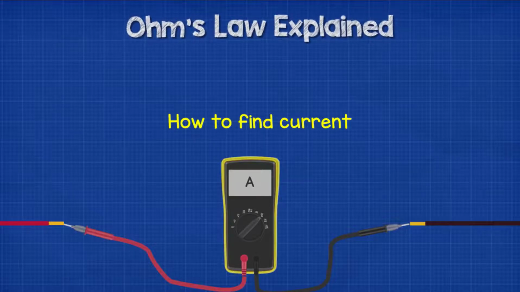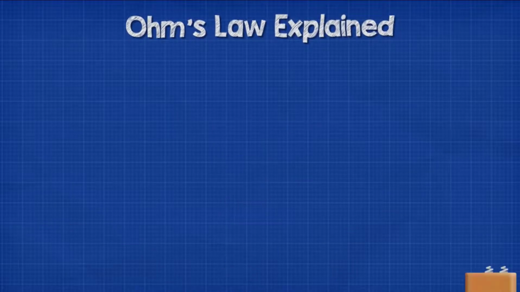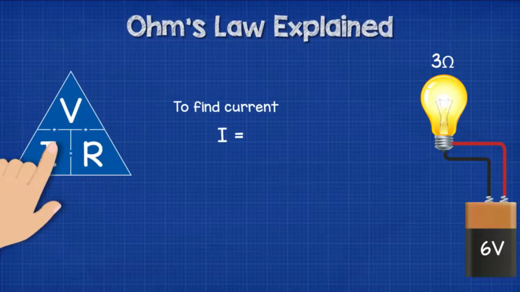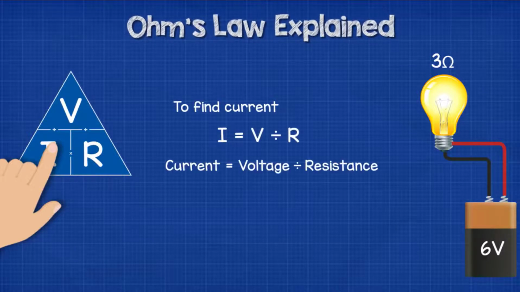Okay, so what about finding current? Let's say we now have a 3 ohm lamp connected to a 6 volt power supply. To find the current, we write down I equals, and then we cover up I in the triangle. That gives us V divided by R, so current equals voltage divided by resistance.